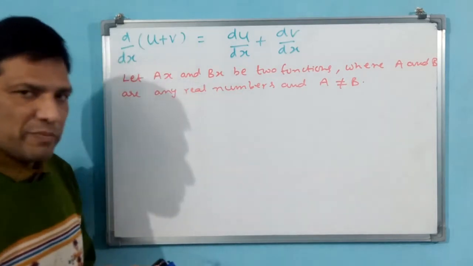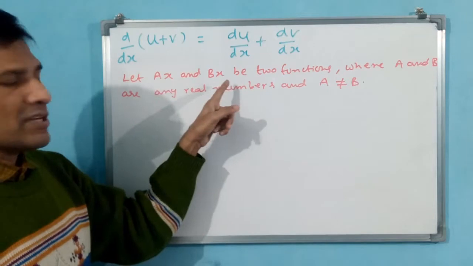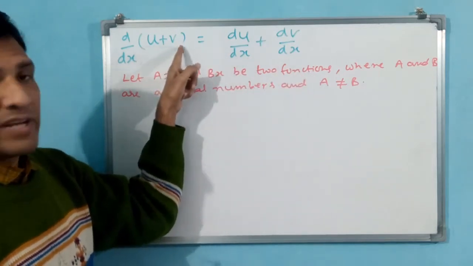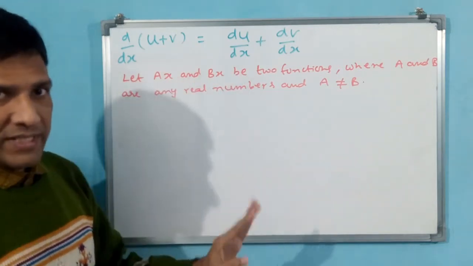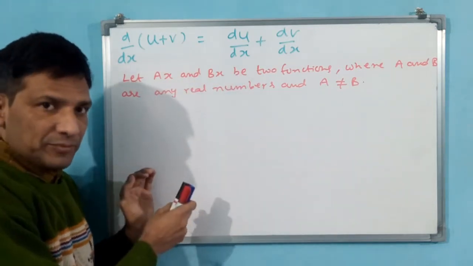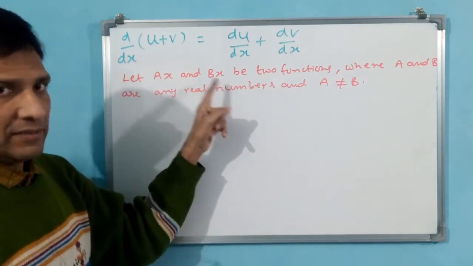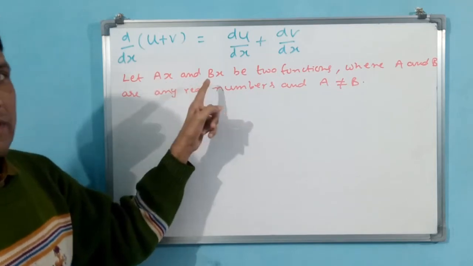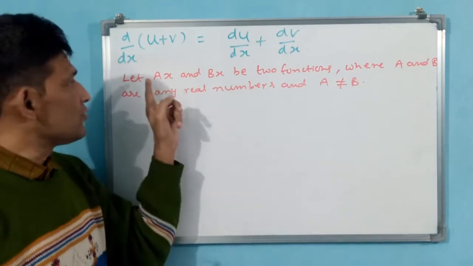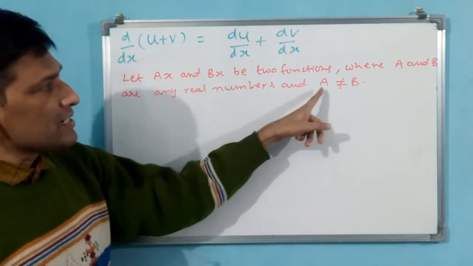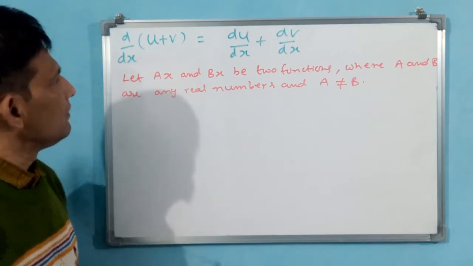First you understand this statement. This is the precondition: Ax and Bx will be two functions. That means u plus v, where u is Ax, v is Bx. These are two functions, not like f of x: A into x, B into x. Where A and B are any real numbers. These two are real numbers. And another condition, A is not equal to B. Keep that in your mind.